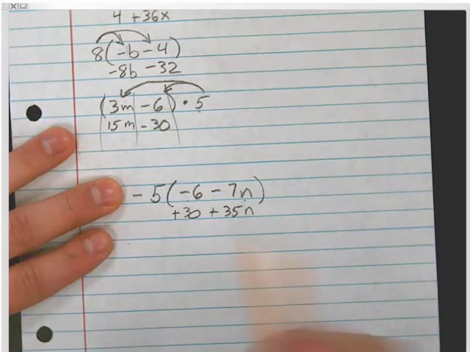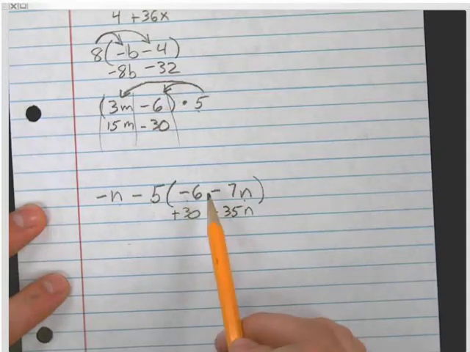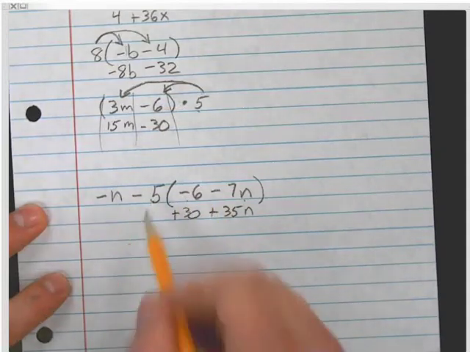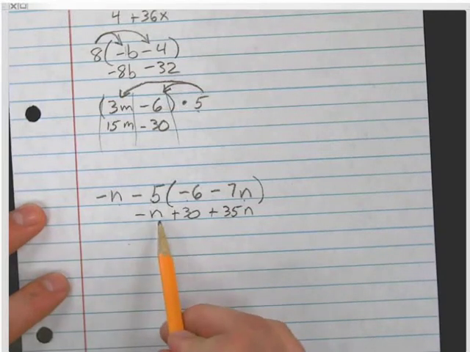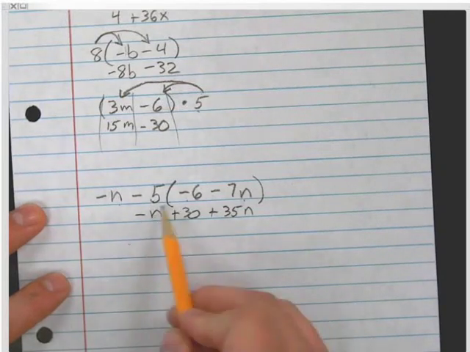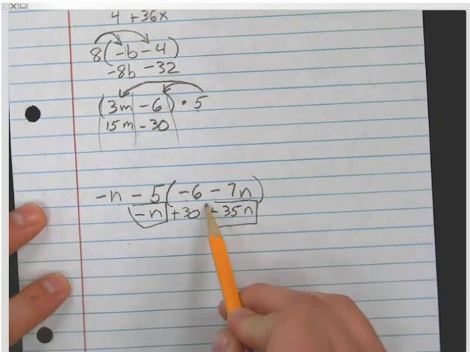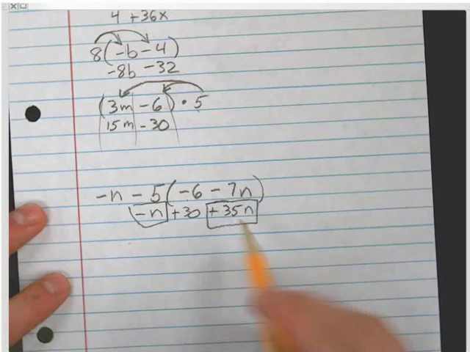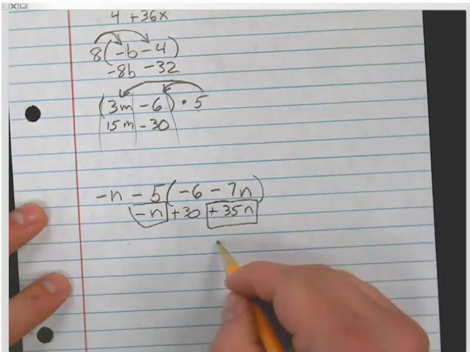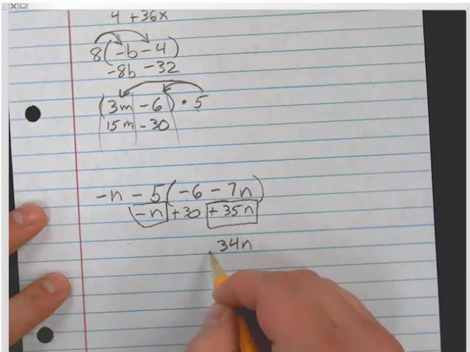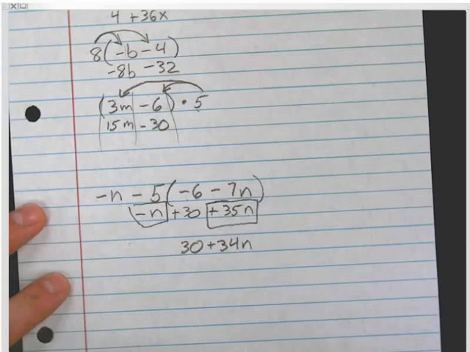Alright, so now this is where we bring this guy down. He wasn't part of the distributive property, but he is part of the problem, so we can't forget about him. Move him down here. So now we have negative 1n, and this family is the n family, just like with this guy. So we have 35n minus n is 34n, and then we bring down the 30, and that's your answer.